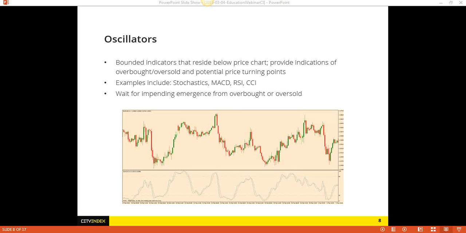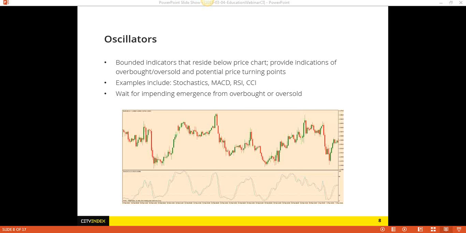But basically, what is an oscillator? Well, it's a bounded indicator, okay? Bounded meaning that if price keeps going up, the oscillator will not keep going up. It's going to stay below the boundary. And if price keeps going down, the oscillator's not going to keep going down. It's going to be staying above the lower boundary.